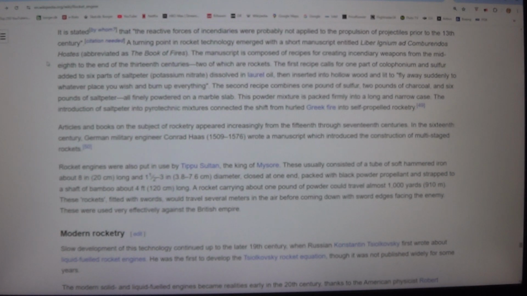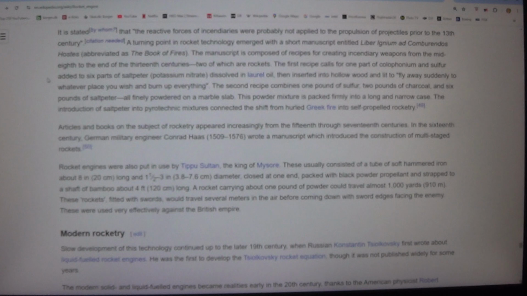The first recipe calls for 1 part of colophonium and sulfur added to 6 parts of saltpeter, potassium nitrate, dissolved in laurel oil, then inserted into hollow wood and lit to fly away suddenly to whatever place you wish and burn up everything.